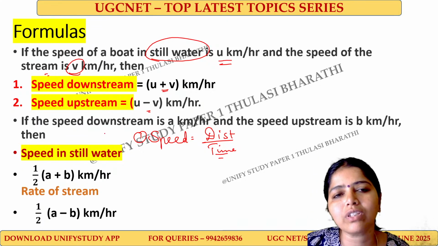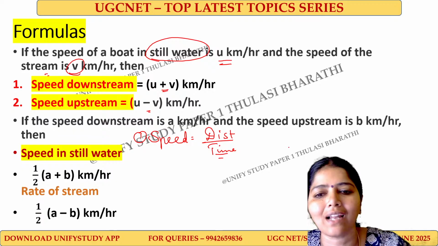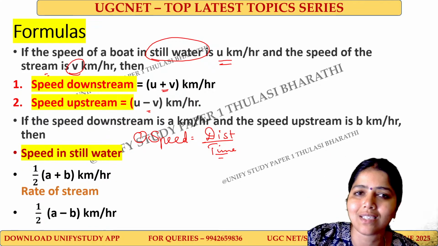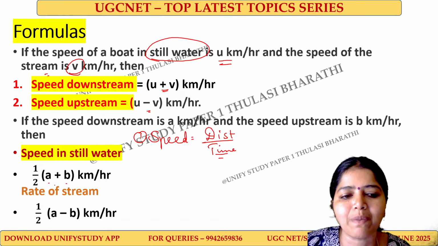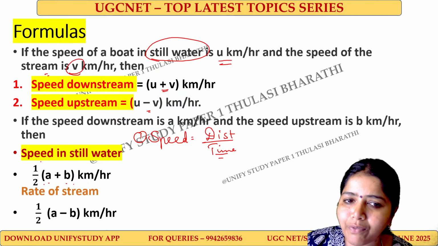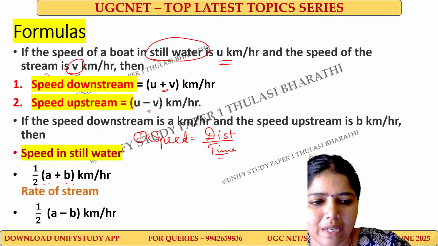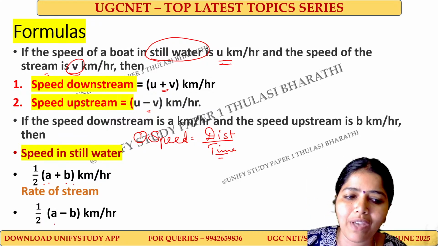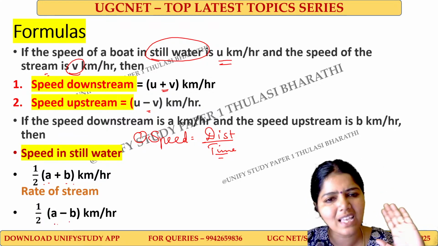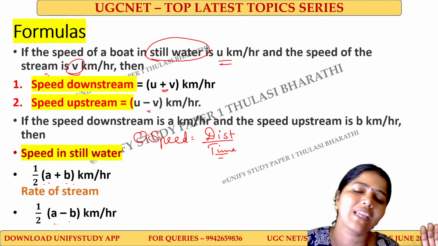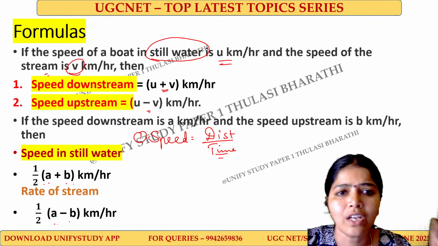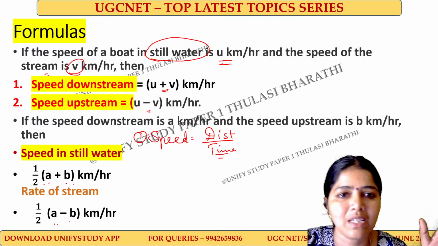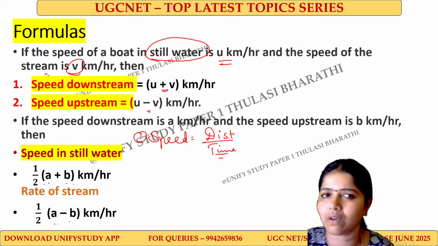And if we know the downstream speed and the upstream speed, the speed of the boat in still water is 1 by 2 (a plus b). What is this a and what is this b? Speed of the downstream and speed of the upstream. Similarly, the speed of the stream is 1 by 2 (a minus b). These are the 4 important formulas. With this we can easily solve the problems. So you should know speed of the boat in still water, speed of the stream, downstream, upstream. Only 4 formulas. Now shall we start doing?